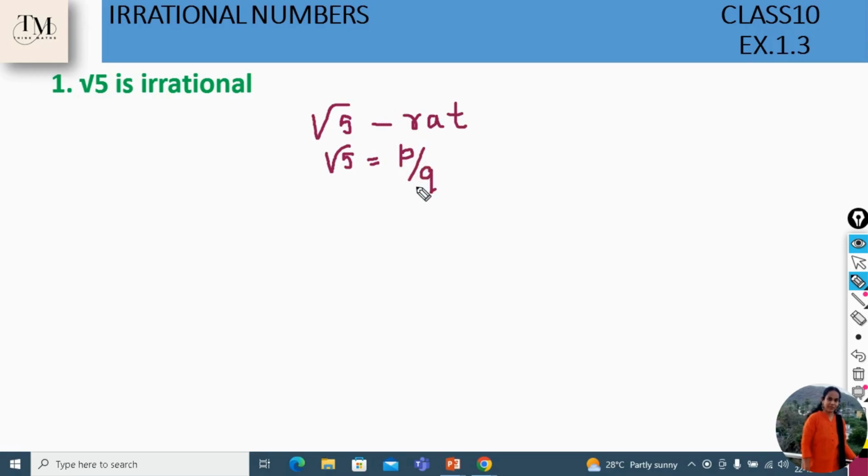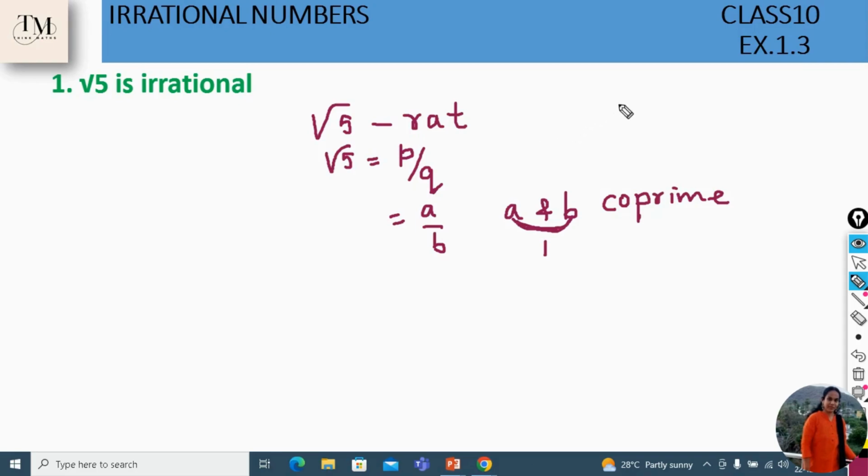Suppose p by q has a common factor, we can divide by the common factor, then we will get a by b. Then a and b will be co-prime. So what do you mean by co-prime? Co-prime numbers are numbers whose only common factor is 1.